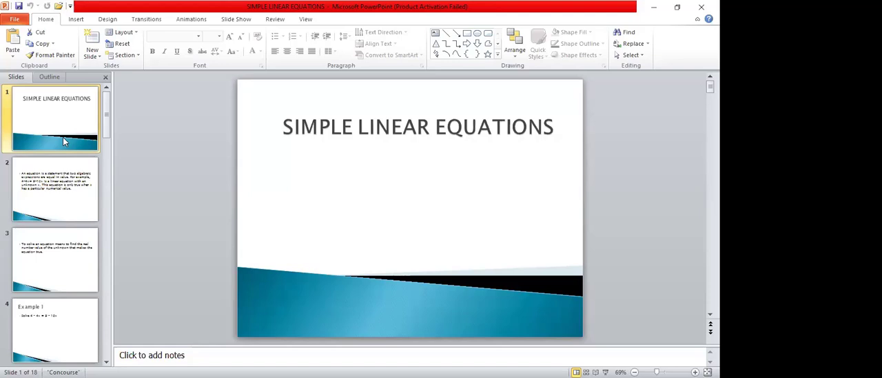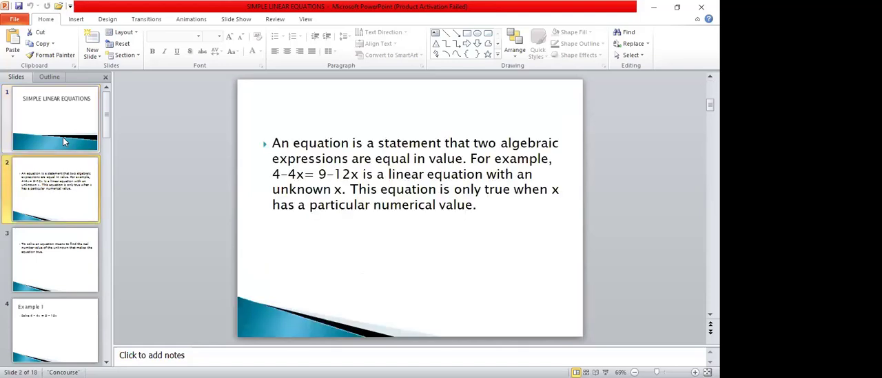Additional knowledge too as well. So, we have simple linear equation. We said that an equation is a statement that two different expressions are equal in value. Anytime you have an equation, take note that this symbol must be present in that expression. And that symbol is called the equality sign, or equal to.